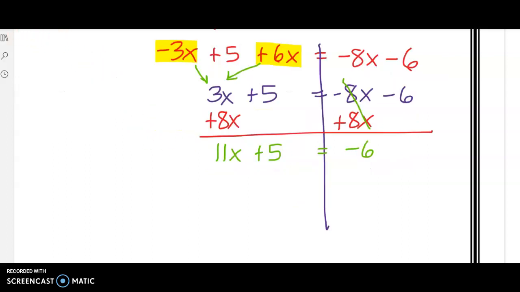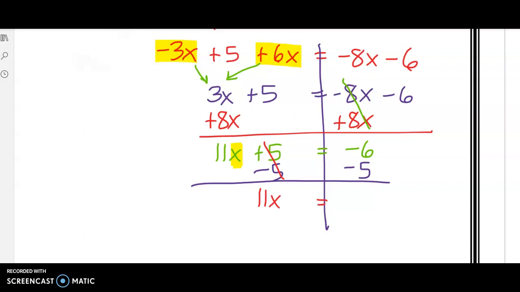From here, you'll notice that I added the 8x to both sides. And now if my goal is to get this x here alone, I should try and get rid of the +5 that is also on the left side by minusing it. 5 minus 5 is 0. So now we have 11x on the left.